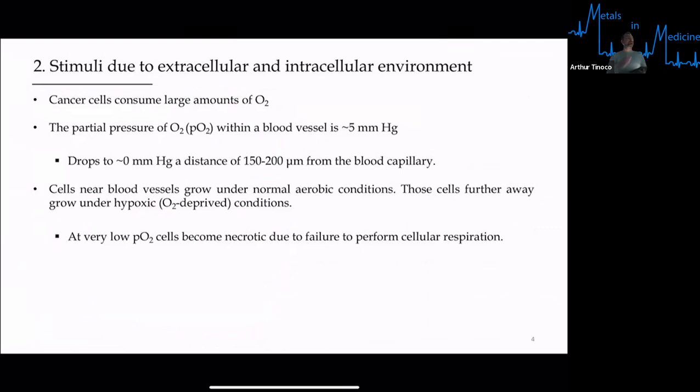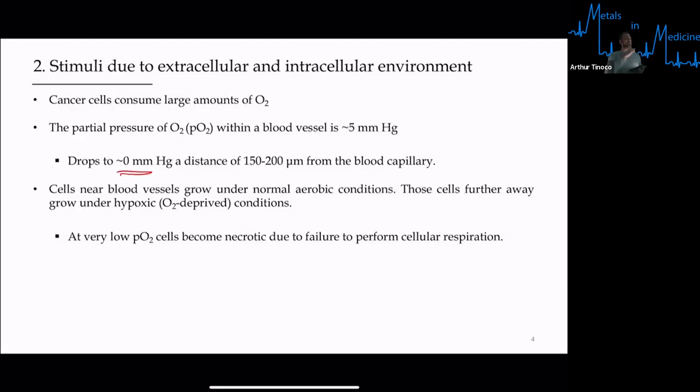So that's something important to think about in terms of what type of compound one is trying to design and what mechanism of action. Emphasizing this, cancer cells do consume a large amount of oxygen. You have a partial pressure of oxygen within a blood vessel that's about 5 millimeters of mercury, and that can drop all the way down to 0 at a distance of 150 to 200 micrometers from the blood capillary. Cells near blood vessels grow under normal aerobic conditions, but those further away have adapted to the hypoxic conditions.